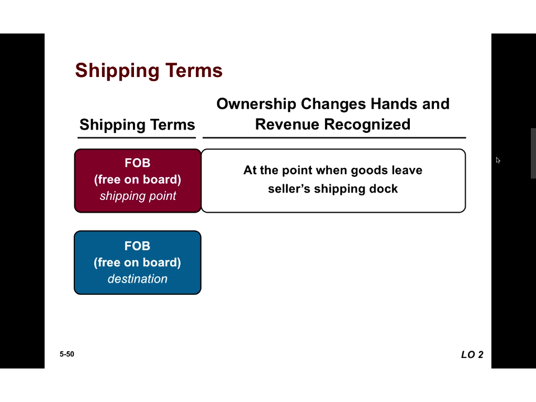Now, something key here is when we leave our shipping dock, that means we're shipping it. The customer isn't standing on the shipping dock waiting to receive their goods. The customer's across the country. So FOB shipping point means when FedEx picks it up, or when UPS picks it up, or when some common carrier picks it up. The ownership changes hands and revenue is recognized at the shipping dock. Once those goods are picked up by UPS, by FedEx, by the common carrier, then revenue is recognized.